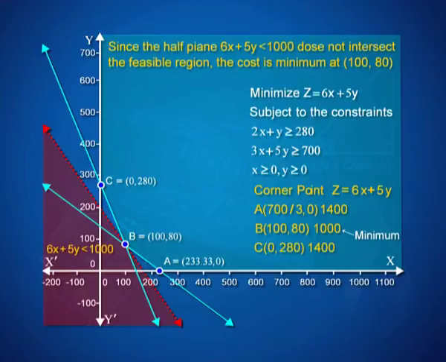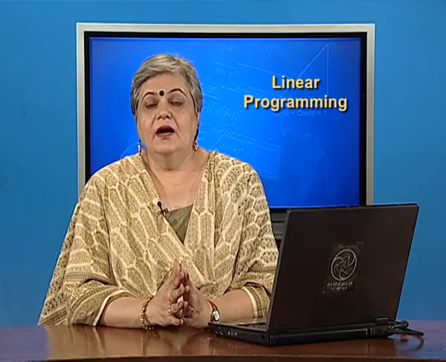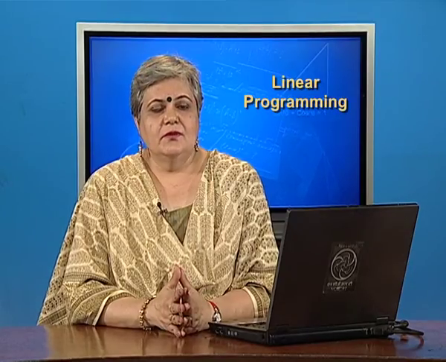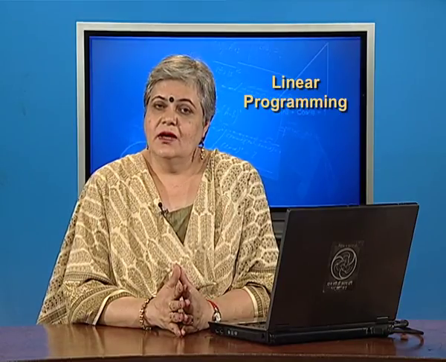Therefore, we are ready with our conclusion, which says that 100 kg of fertilizer F1 and 80 kg of fertilizer F2 should be used so that nutrient requirements are met at a minimal cost. And what is the minimum cost? Rupees 1000.